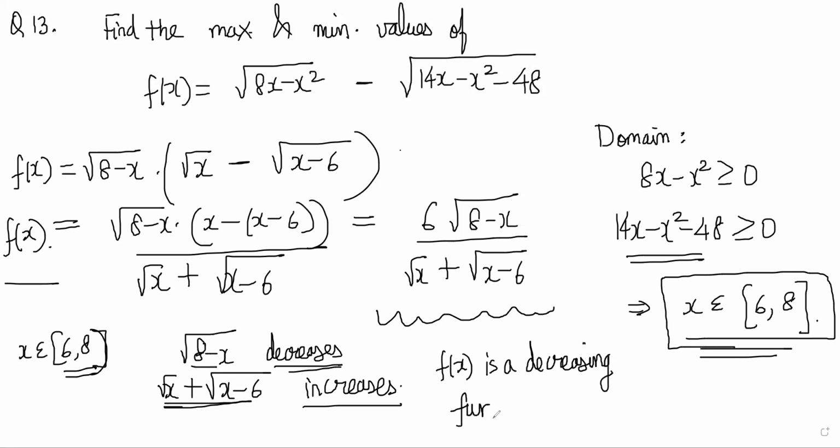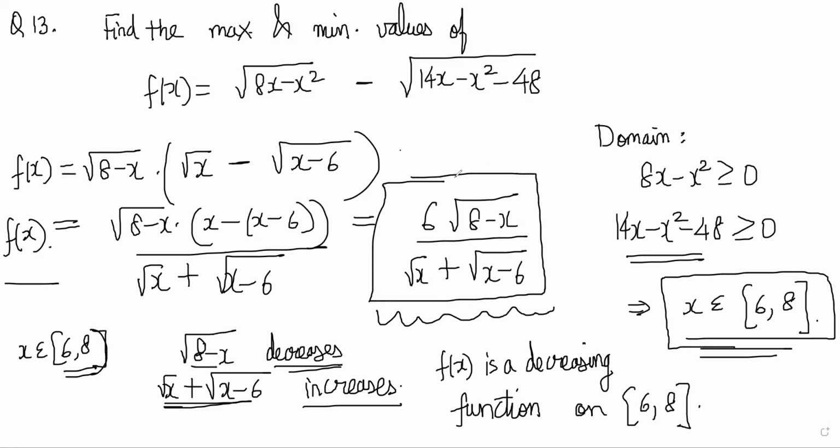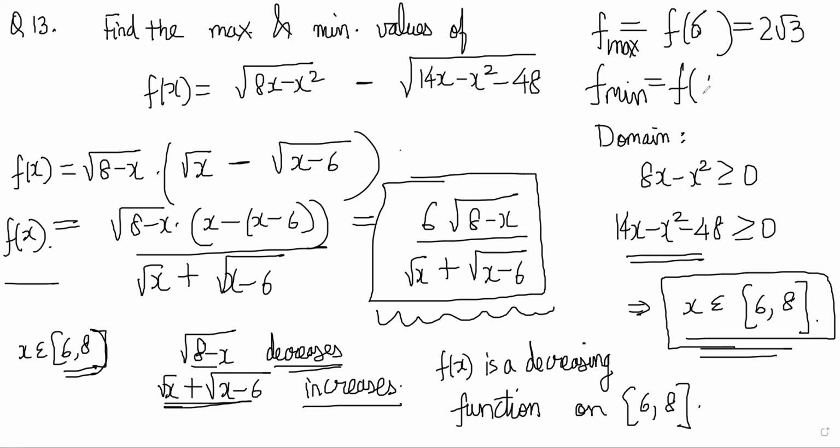f(x) is a decreasing function on 6 to 8. That is obvious from the nature of the expression we have gotten for f(x), and therefore f max will happen at f(6), since it is a decreasing function, and f(6) is equal to 2 root 3, and f min will happen at f(8), and that is equal to 0.